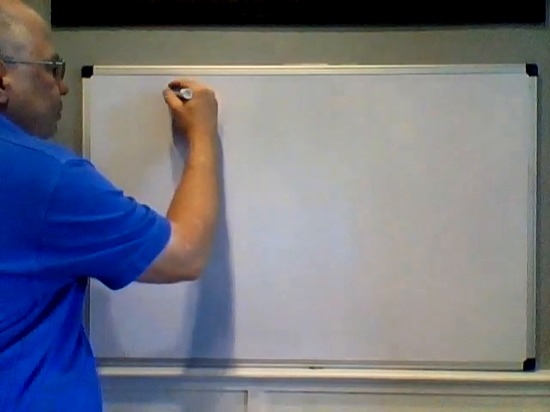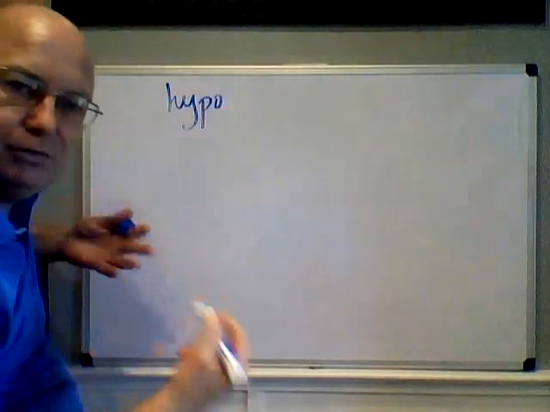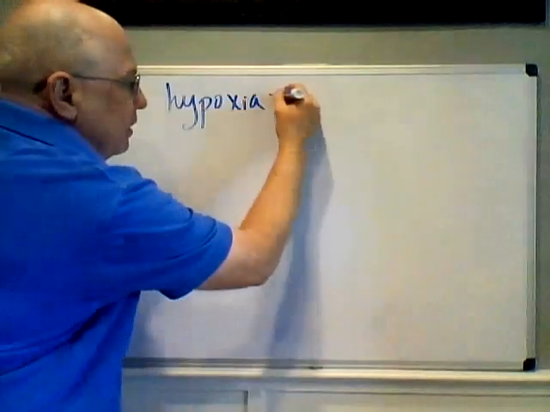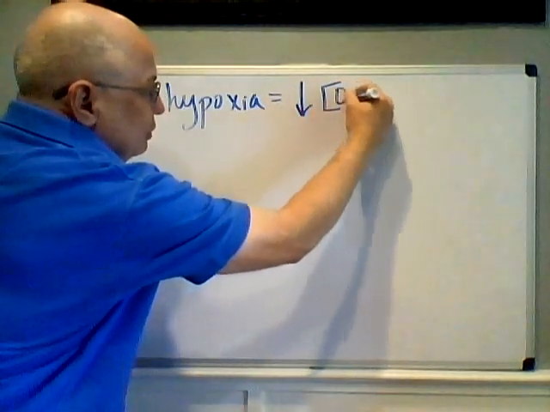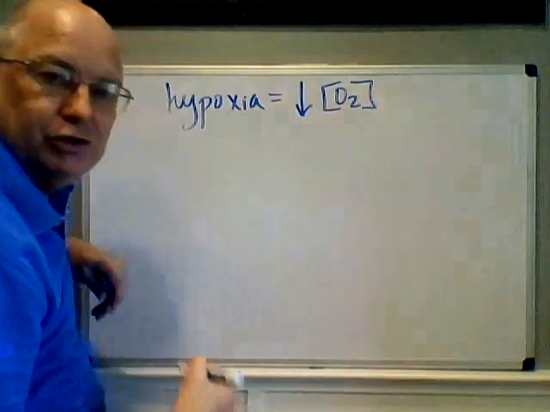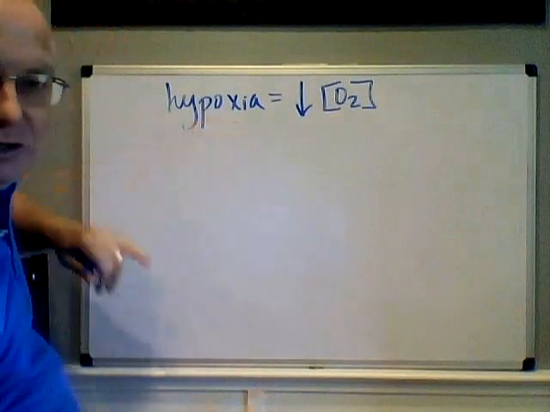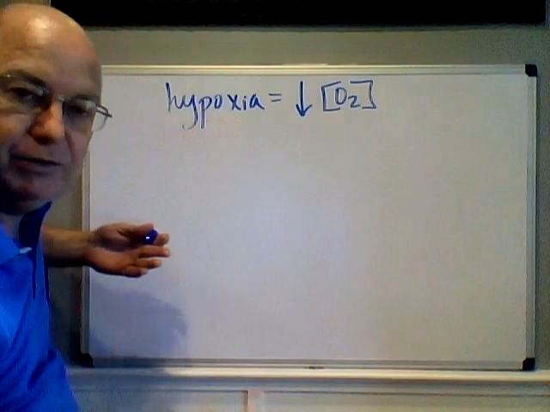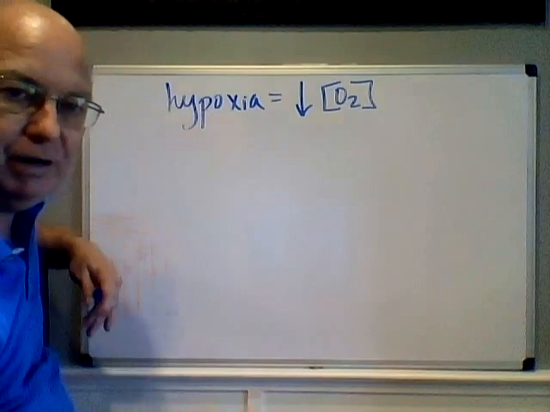So the first one is hypoxia. And anytime you look at hypo means under or below or less than, and the oxia refers to oxygenation. So using my shorthand, this would be a decreased concentration of oxygen to a tissue or in the blood. If you're hypoxic, then you're below your oxygen levels. You have a low oxygen concentration. If we were talking about blood, we'd be measuring it in the plasma. If we were talking about tissues, we'd be talking about tissue hypoxia.